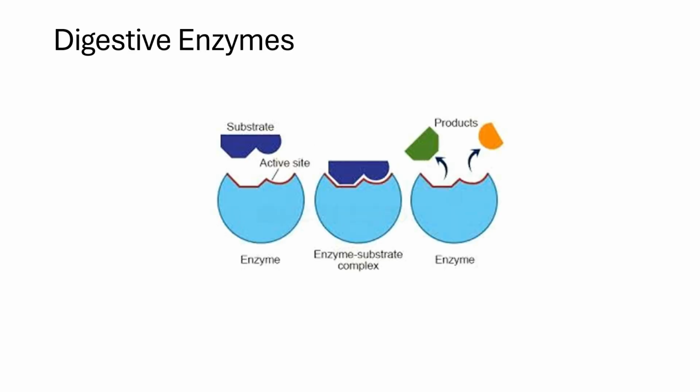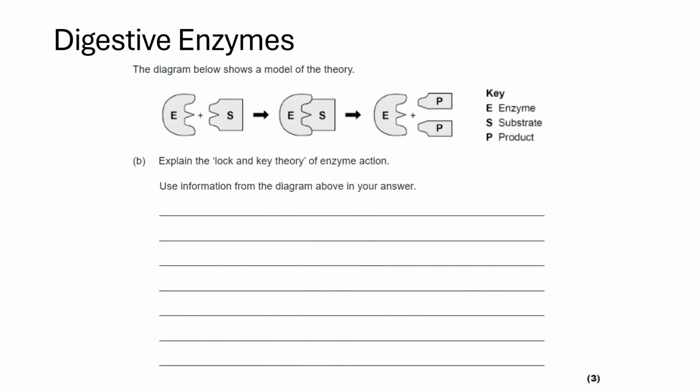So, digestive enzymes. Well, the first thing is you need to know about the lock and key theory. The lock and key theory of enzymes states that the enzyme has an active site and a substrate has a complementary or similar shape, not the same shape, but similar and complementary, and it fits into the enzyme active site. It collides with it to produce an enzyme substrate complex, and then the enzyme splits the substrate into products.